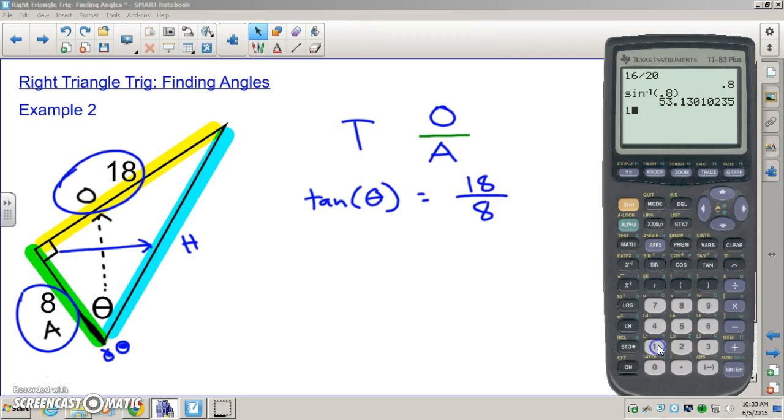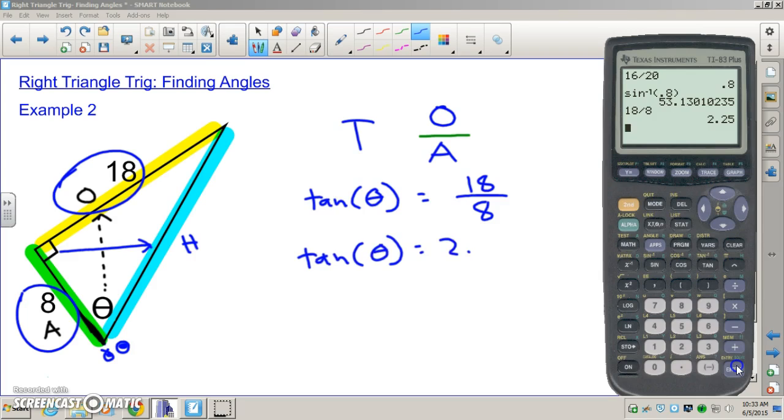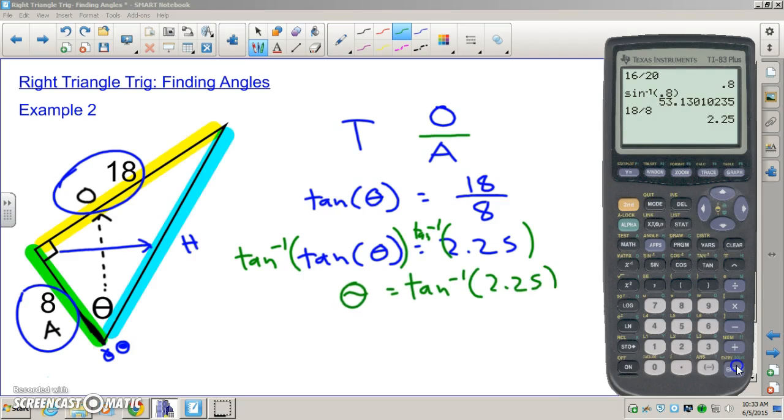You can reduce that fraction to a decimal if you'd prefer. So 2.25. So tangent of theta equals 2.25. And just like before with sine, the opposite of sine was inverse sine. The inverse of tangent is inverse tangent. I'm going to do inverse tangent to both sides. The inverse tangent and tangent just reduce down to theta. And then I need to figure out what is the inverse tangent of 2.25.